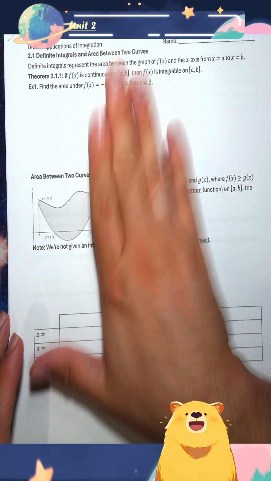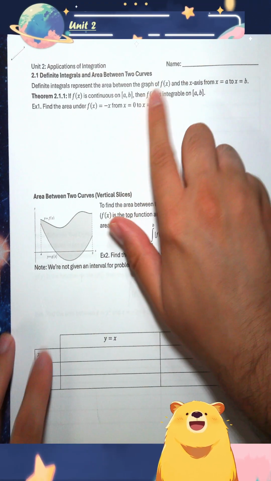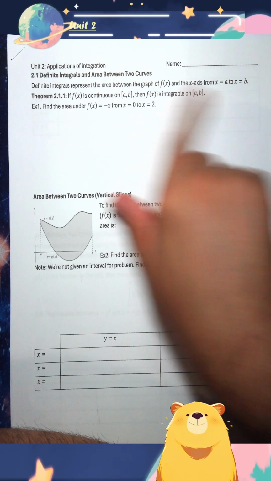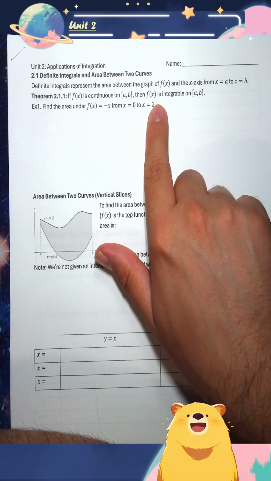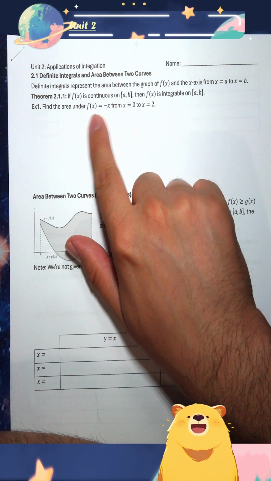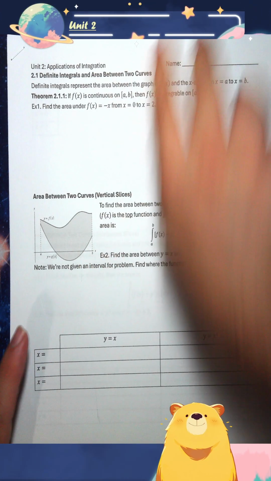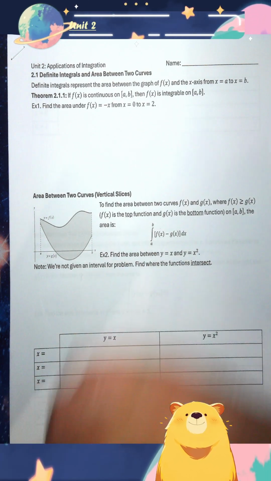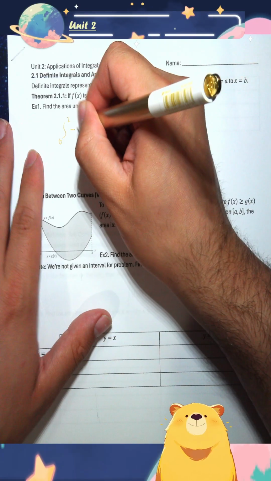2.1 talks about the area between two curves. Definite integrals represent the area between the graph of f of x and the x-axis from some a to b. The theorem states if f is continuous on that interval, then f is integrable on that interval. So find the area under f of x equals negative x from x is 0 to 2. That's just a fancy way of saying define the integral. So that's the integral from 0 to 2 of negative x dx.